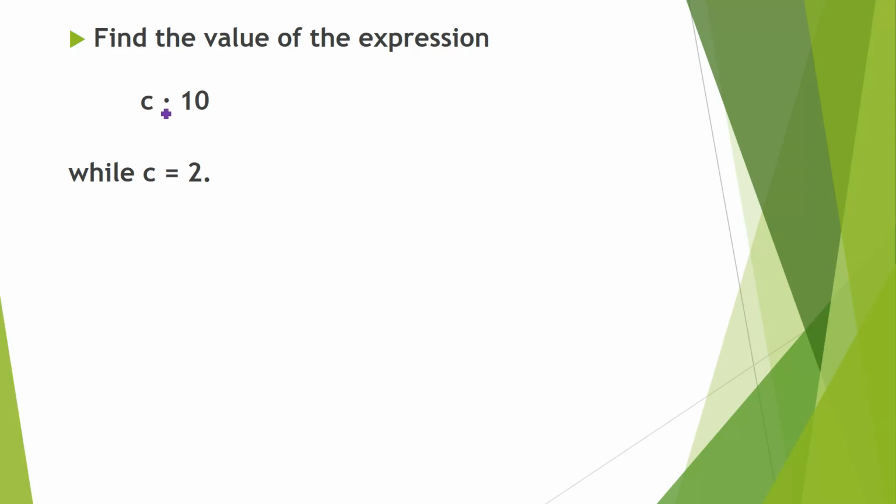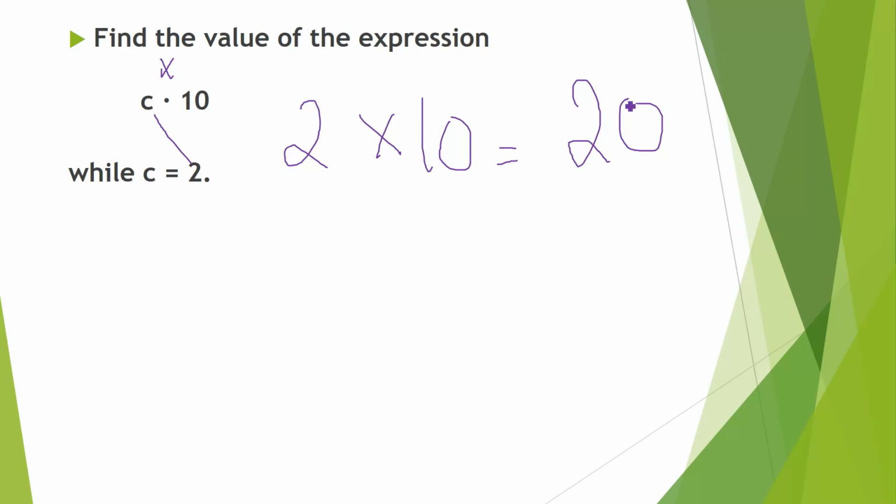Find the value of the expression. Now what is this expression called? Dot. Dot means multiplication. Whenever you will see dot in math, it means this is multiplication, and the value of c is 2. So wherever you will see in this expression c, you have to put 2. So 2 multiplied by 10, which is equal to 20. So this is your answer.